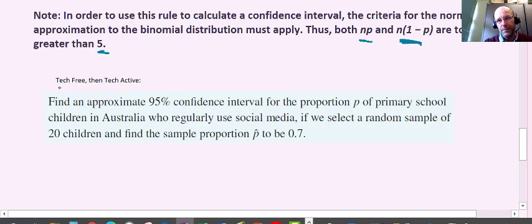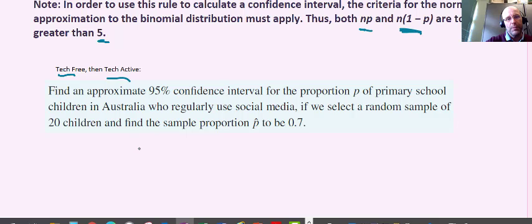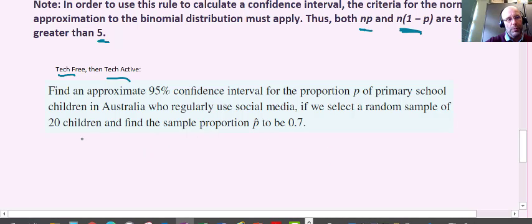Let's look at this question. We're going to do tech free, then tech active. Find an approximate 95% confidence interval for the proportion of primary school children in Australia who regularly use social media if we select a random sample of 20 and find the sample proportion p hat to be 0.7. Notice how this is the same scenario that I looked at with a point estimate before. We're going to do it with an interval estimate now.